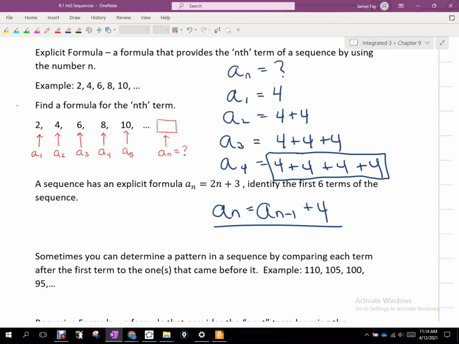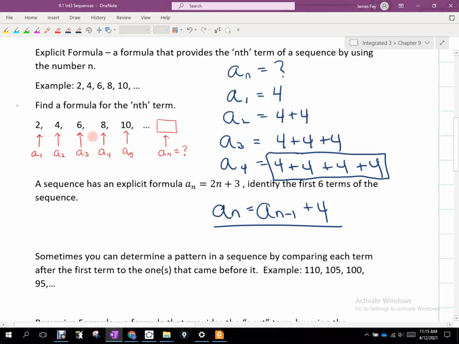So no matter what, in writing a rule like this, a formula like this, in order to know the nth term, I need to know all the terms before it. So if I want to know the 1000th term, I need to know the first 999 terms, right? It can be a pain in the butt. It's doable, but it can be a pain in the butt.